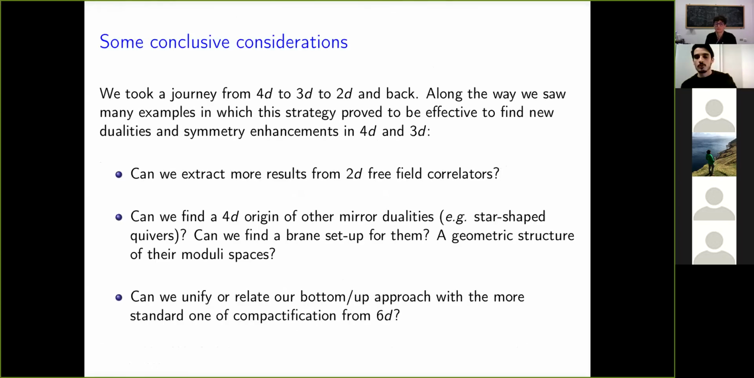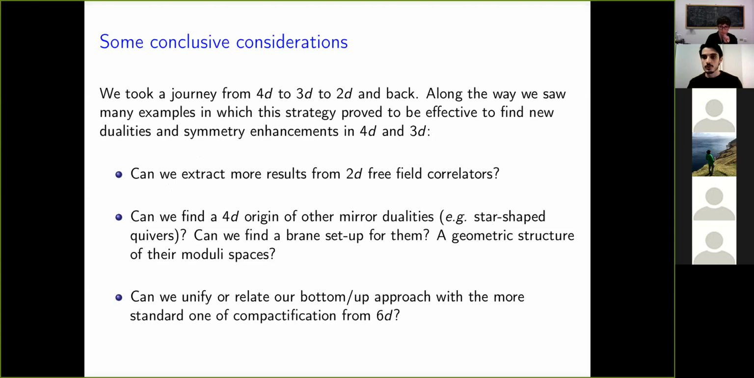So to conclude, I would like to just repeat what I showed you in this talk and leave you with some possible open questions. So I showed you a series of limits that relate 4-dimensional supersymmetric gauge theories to 3-dimensional theories and eventually to 2D free field correlators. And then I showed you that we can try to, in a sense, reverse the logic of these limits to find new results, new dualities, and symmetry enhancements in 4 and 3 dimensions, starting from known results for 2D free fields. So the immediate question is if we can extract even more results from 2D free field correlators. Indeed, there is a lot of literature on these free field correlators.